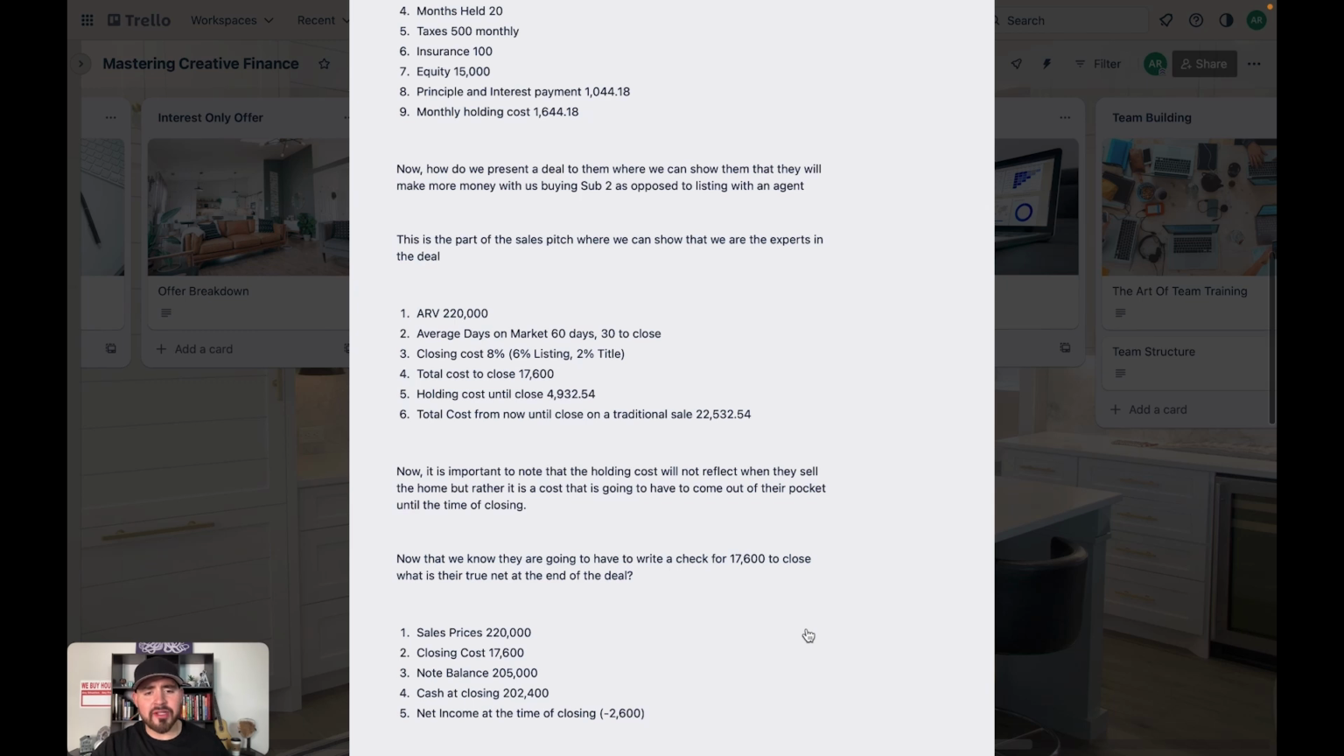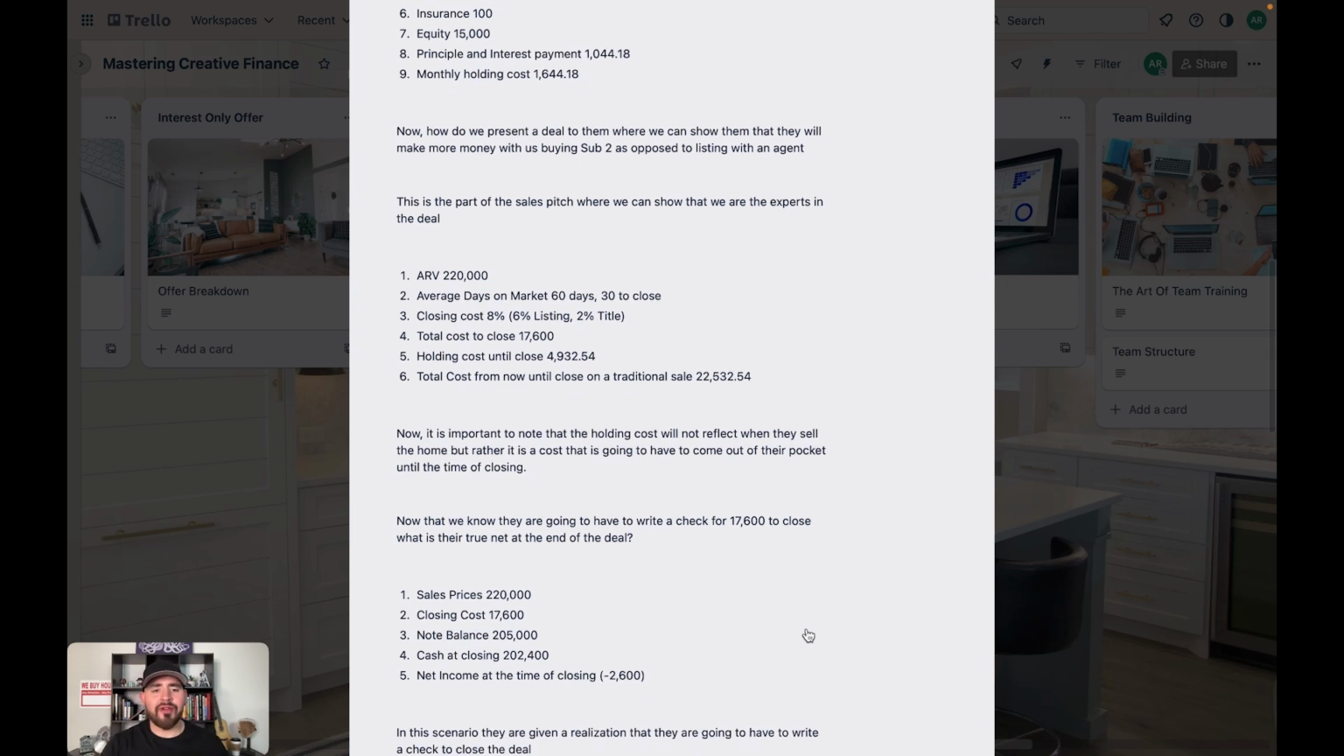It is important to note that the holding costs will not reflect when they sell their home, but rather it's a cost that they're going to have to pay out of their pocket until the time of closing. So even though it is not part of the closing cost that we're going to break down, we want to say, with the average days on market, you're going to have to pay another $5,000 to hold this property. Is that something you're aware of? We want to add as many numbers as possible to show the reality of how much money they're actually going to lose by holding on to these things.